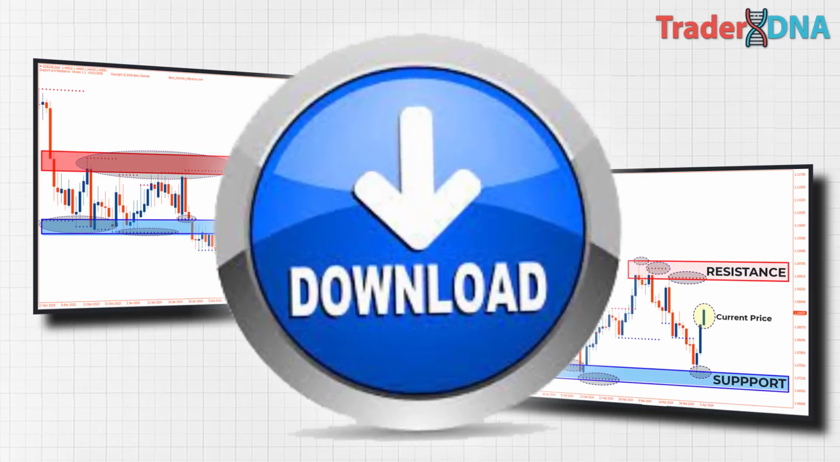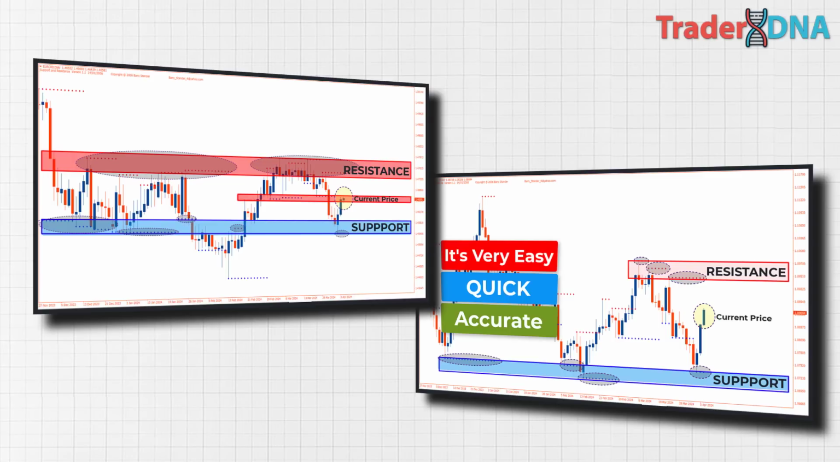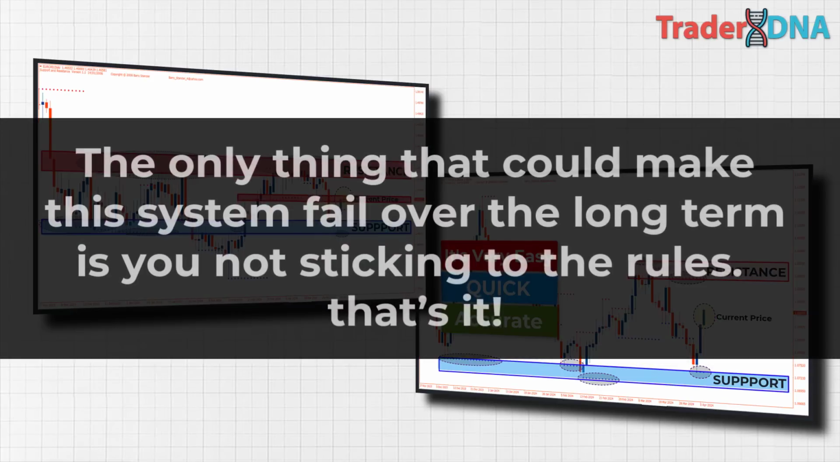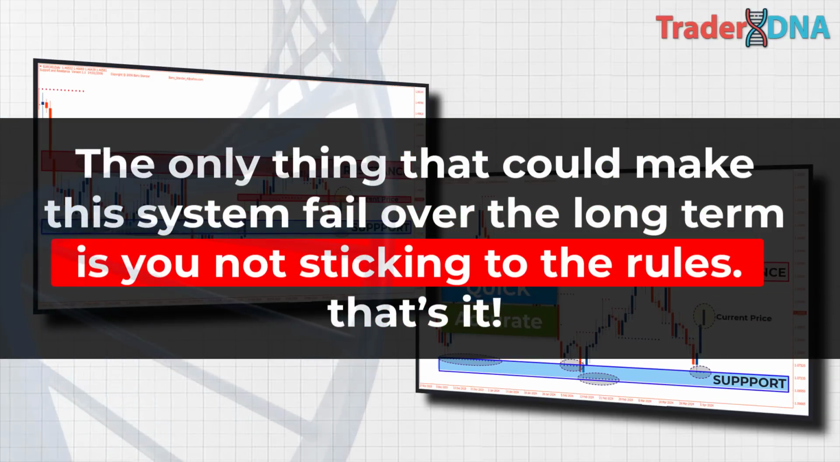This support and resistance trading strategy is an extremely low-risk, high-reward strategy which can and will change your life if you use it properly. The only thing that could make this system fail over the long term is you not sticking to the rules. That's it.